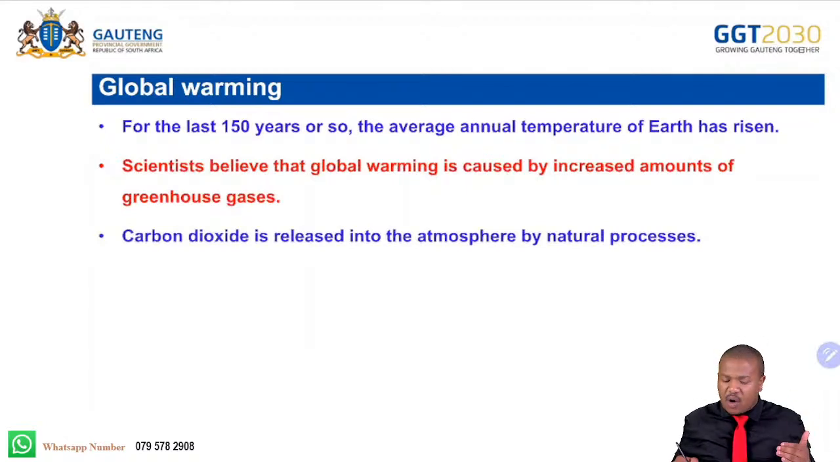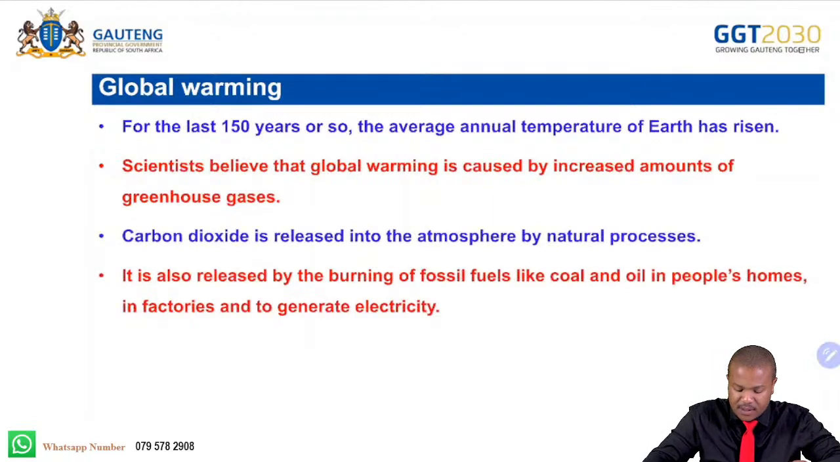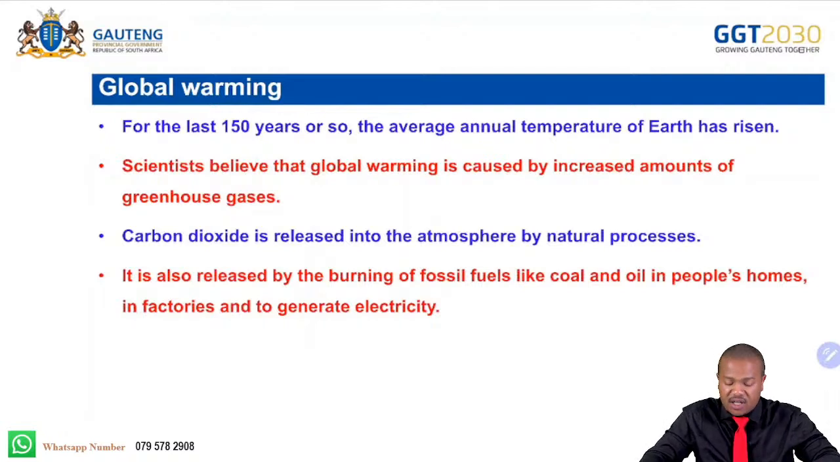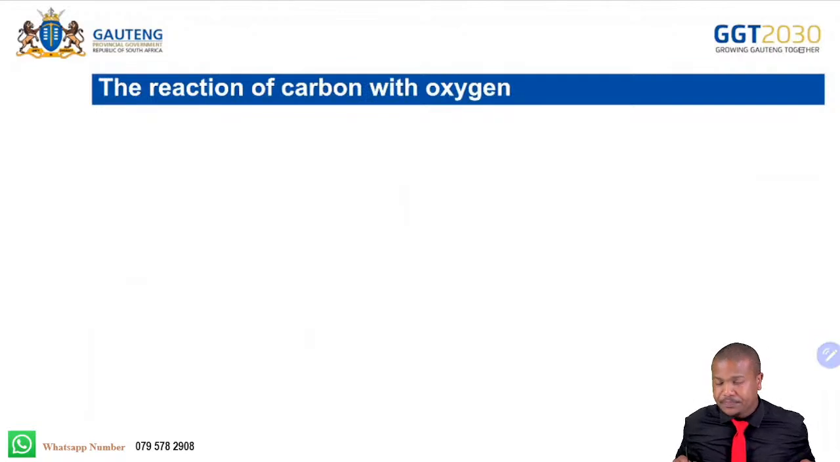Carbon dioxide is also released into the atmosphere by natural processes, and it is also released by the burning of fossil fuels like coal and oil in people's homes and factories, and when we generate electricity.